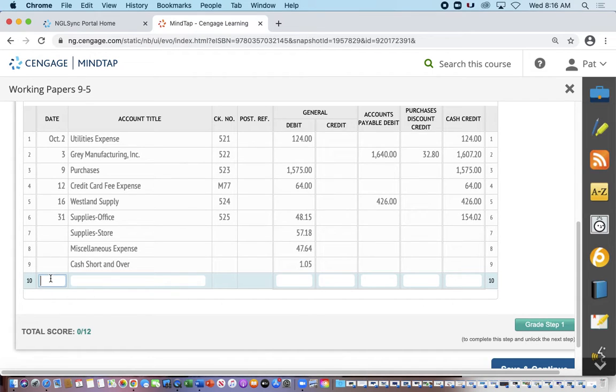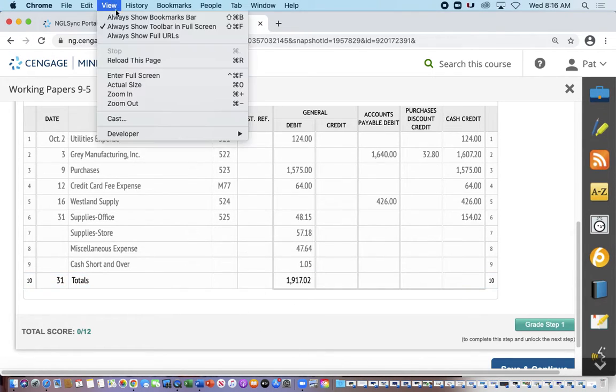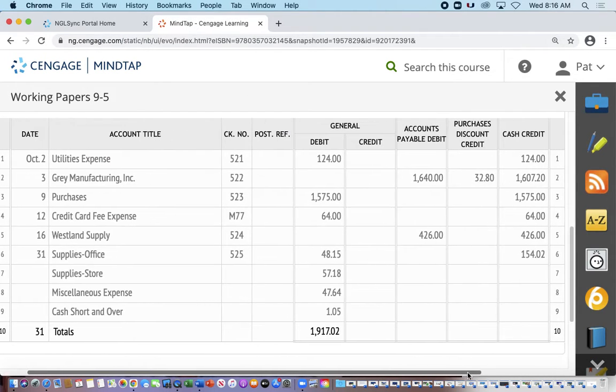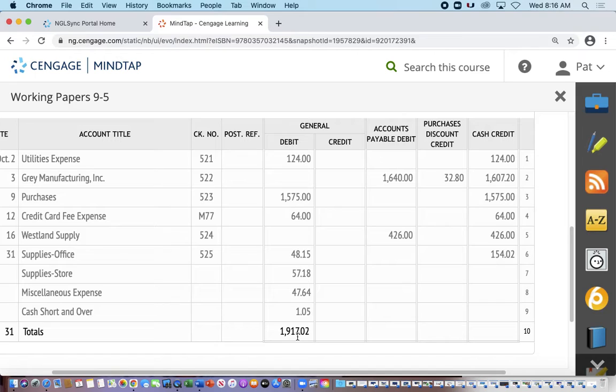They're total. So this is October, so we have the 31st. We write the word totals, I believe. And then the total is $1,917.02. Zoom in again. $1,917.02. Okay?